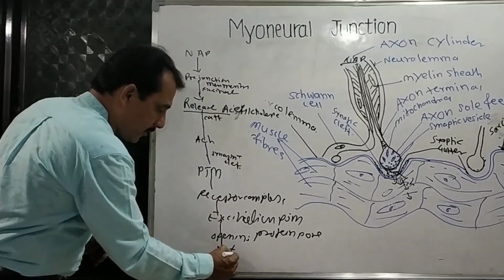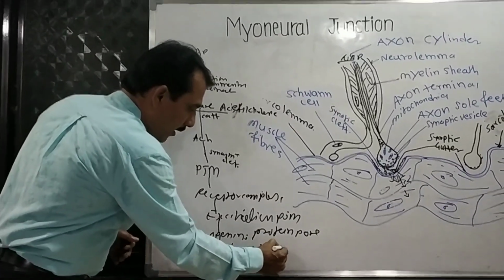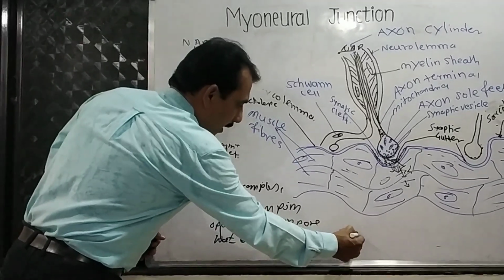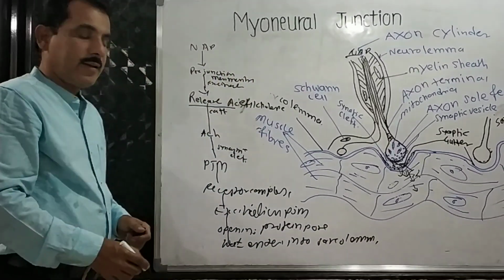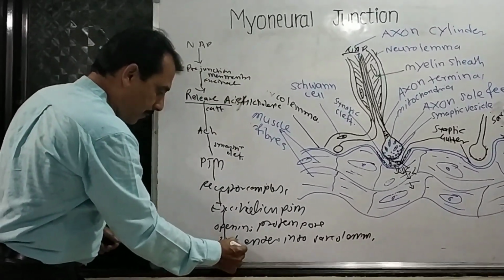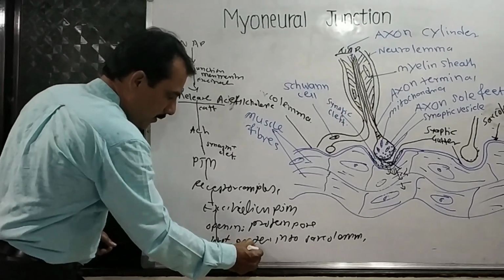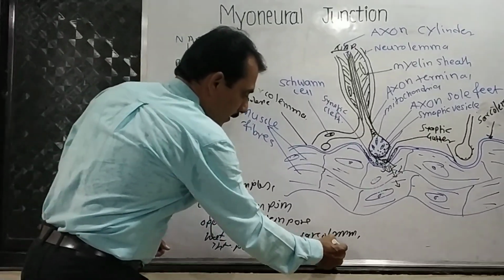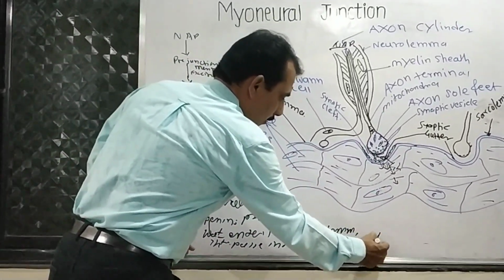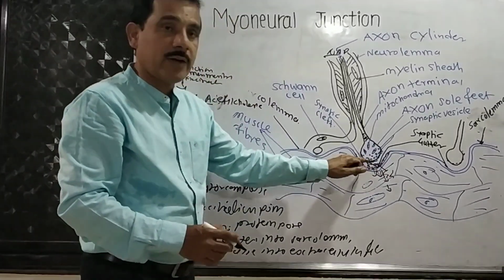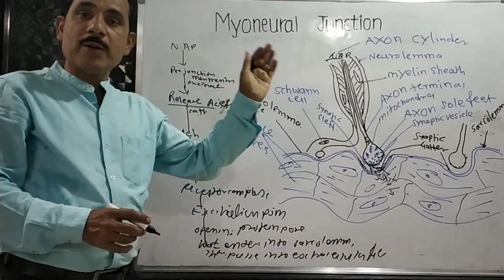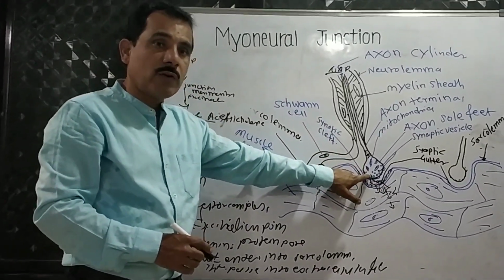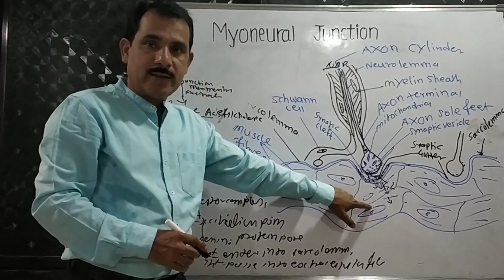As the protein pores open, what happens? Sodium enters into the sarcolemma, and potassium passes into the extracellular fluid, means from here to here. In this way the impulse is transmitted from the axon terminal to the muscle fibers.